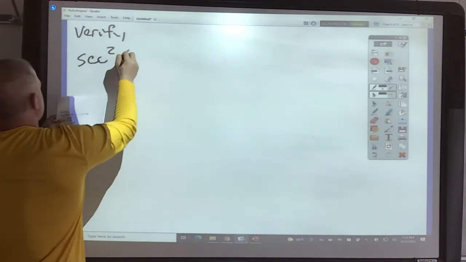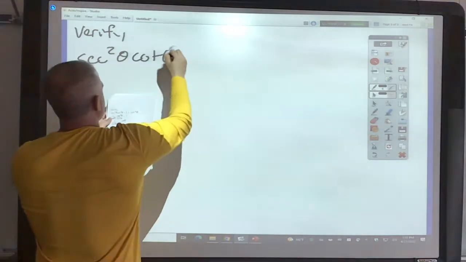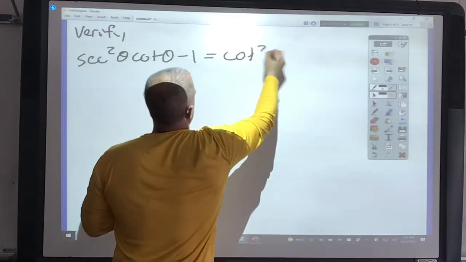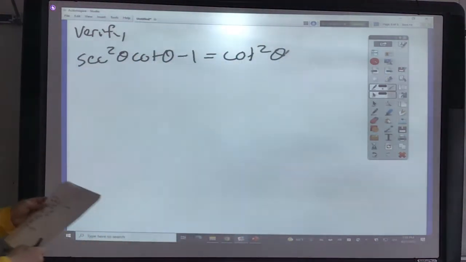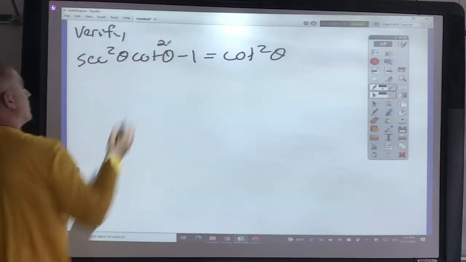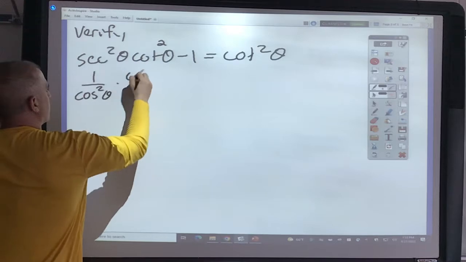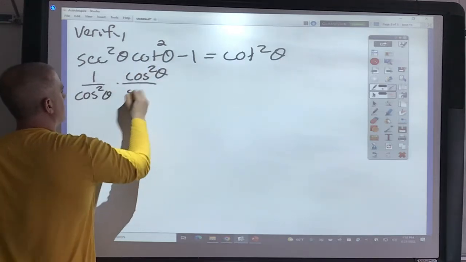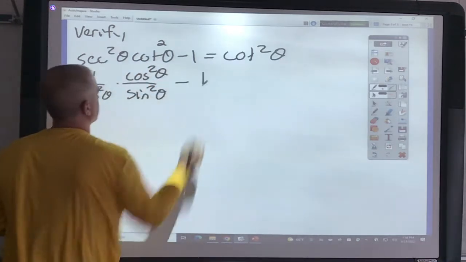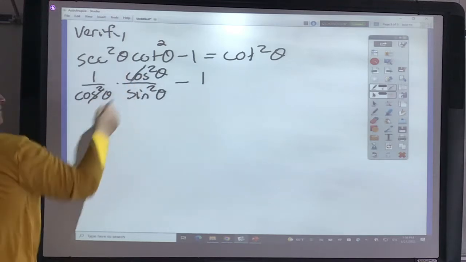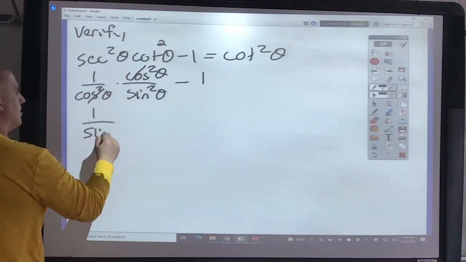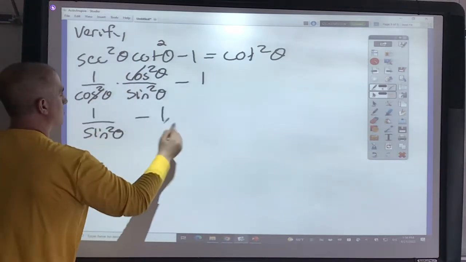Secant squared times cotangent squared minus 1 equals cotangent squared. So I want to work with the more complicated one. This is a square here. Okay, so that's 1 over cosine squared times cosine squared over sine squared minus 1. Now what's convenient here is this crosses off. I got 1 over sine squared theta minus 1 equals.